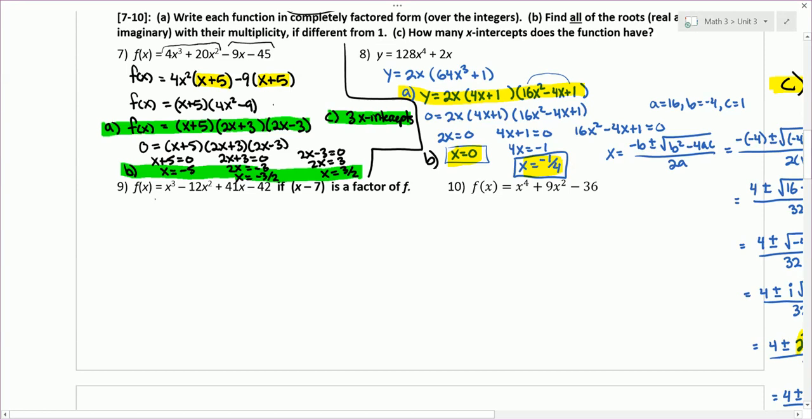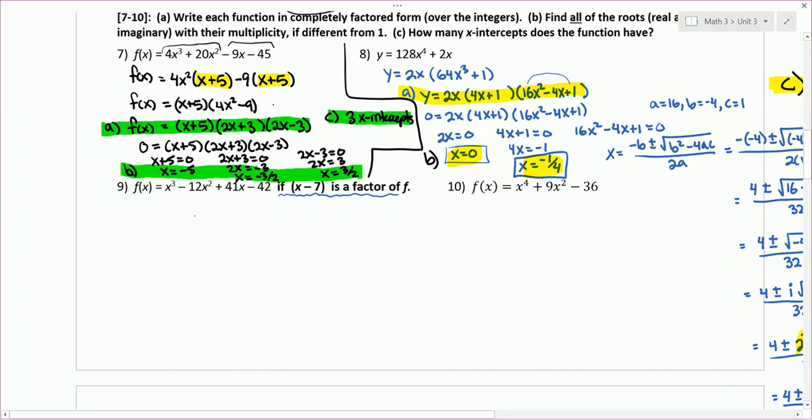So we can try, but it doesn't work. That's why they're giving us this second piece. They're telling us what one of the factors is. So if we know what one of the factors is, we can end up dividing our polynomial by x minus 7 to get the rest of the factorization. I'm going to use synthetic division to do this.